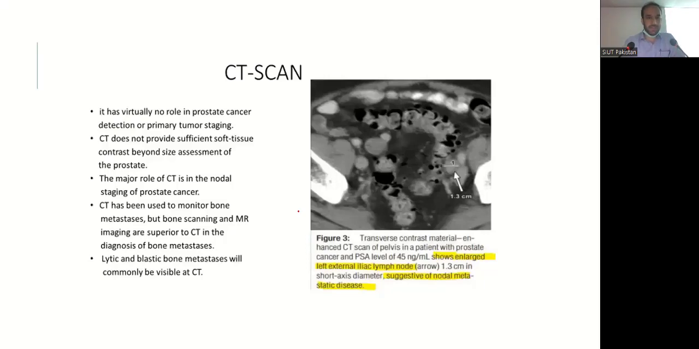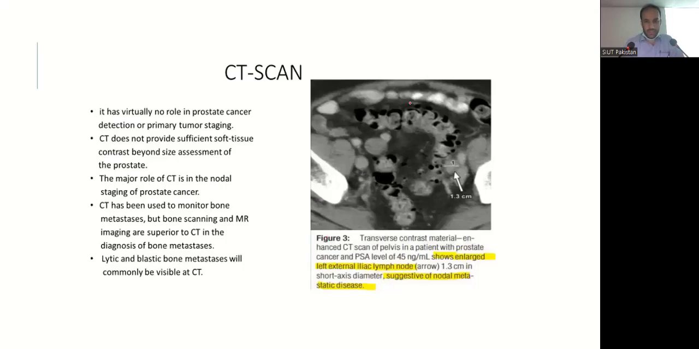CT scan has virtually no role in prostate cancer detection or primary tumor staging. CT does not provide sufficient soft tissue contrast beyond size assessment of the prostate. The major role of CT is in the nodal staging of prostate cancer.